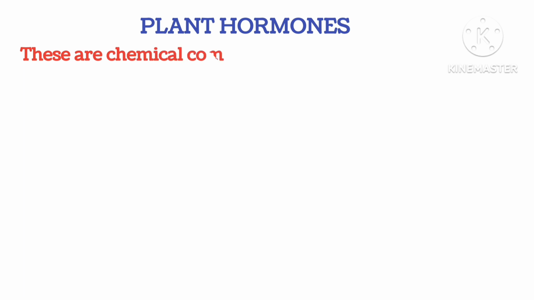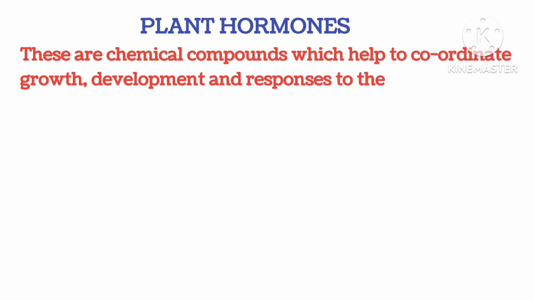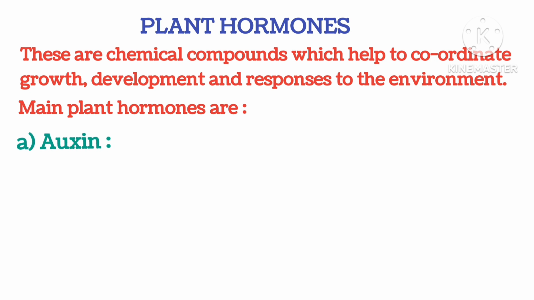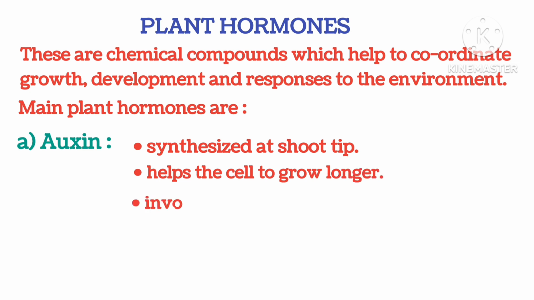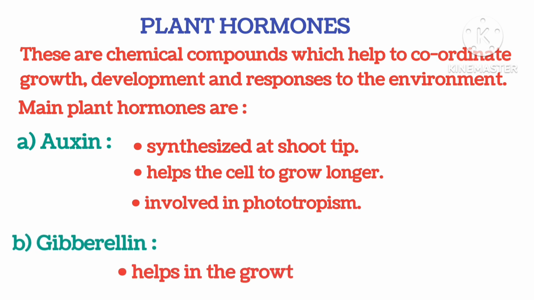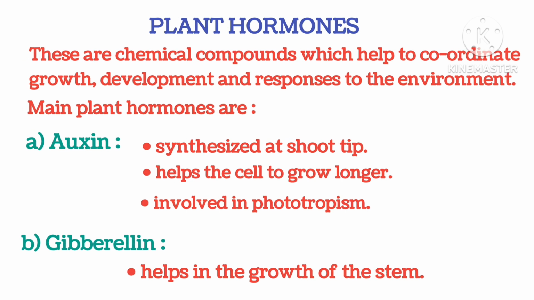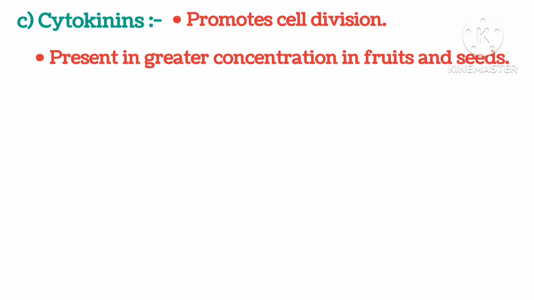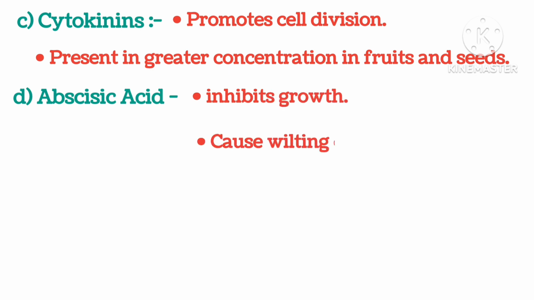Plant hormones. These are chemical compounds which help to coordinate growth, development, and response to the environment. Main plant hormones are auxin. It's synthesized at shoot tip, helps in the cell to grow longer, and involved in phototropism. Gibberellin helps in the growth of the stem. Cytokinin promotes cell division, present in greater concentration in fruits and seeds. Abscisic acid inhibits growth, causes wilting of leaves. Stress hormone.